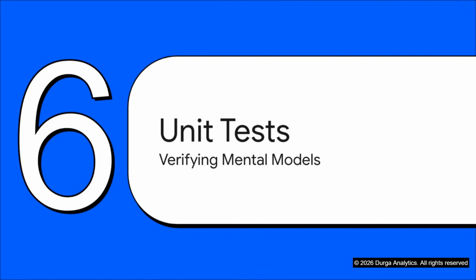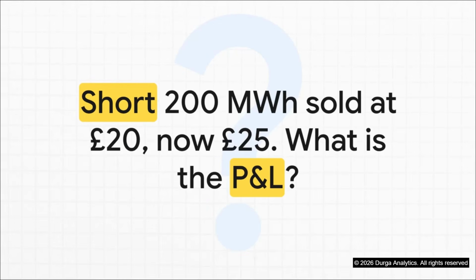All right, Section 6, unit tests and next steps. Let's verify your mental model. Before we even think about moving to Python, let's run a few rapid-fire unit tests. Test number 1. Ask yourself, if you are short 200 megawatt hours sold at £20 and the price is now £25, what is your P&L?